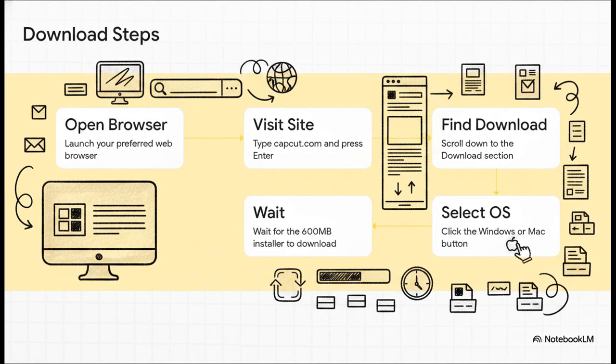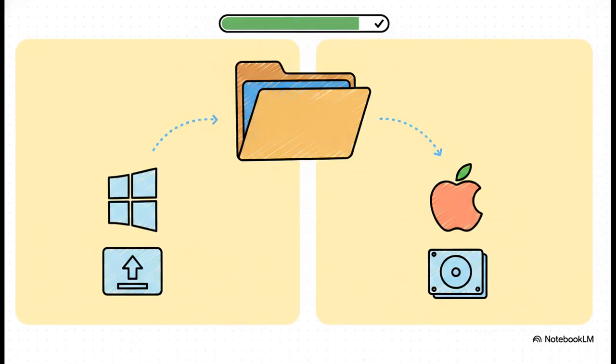So, here is the safest, fastest way to get the file. Step 1, open up your web browser. Step 2, type exactly CapCut.com into the address bar and hit Enter. Once you land on the official homepage, Step 3 is to just scroll down until you see the Download section. Step 4, you'll see 2 buttons side by side, one for Windows, one for Mac. Just click the one that matches your machine. And Step 5, sit back and wait. The installer file is about 600 megabytes, so depending on your internet connection, it should really only take a few minutes.